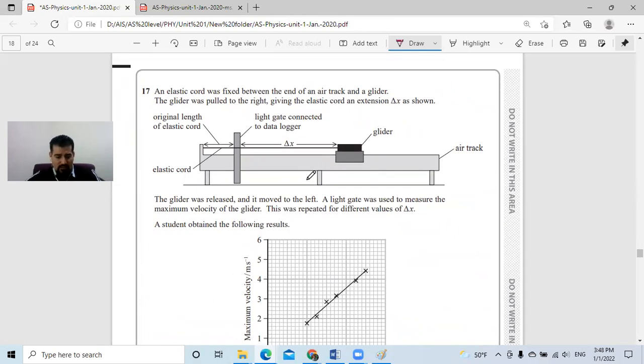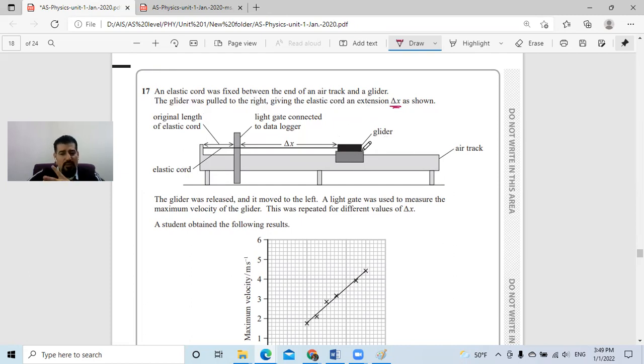Next, another experiment about a sliding object. What do they ask in this question, question 17? A glider with a cord connected to it. So they are talking about maybe Young modulus, maybe energy stored. Let's see. An elastic cord was fixed between the ends of an air track and a glider like this. The glider is pulled to the right, giving the elastic cord an extension of delta x as shown here. So this is the original length from here to here. These are light gates, and this is how much the cord will extend, delta x.